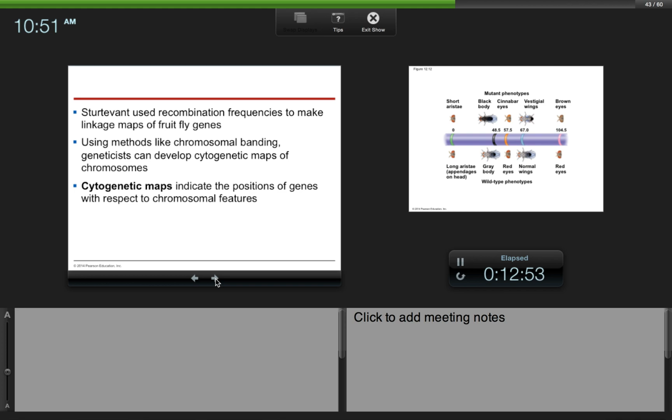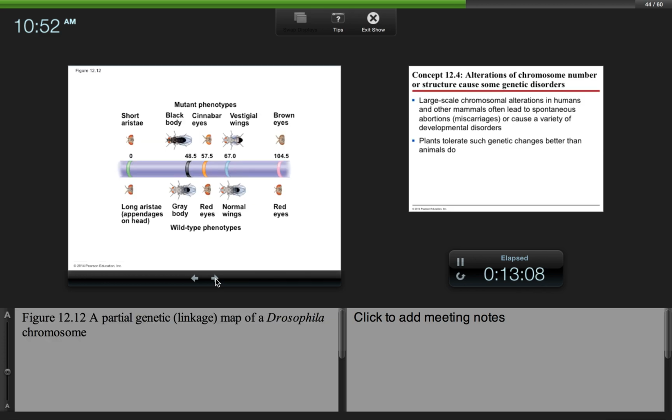Sturtevant used recombination frequencies to make linkage maps of fruit fly genes. Using methods like chromosomal banding, geneticists can develop cytogenetic maps of chromosomes. Cytogenetic maps indicate the positions of genes with respect to chromosomal features. So this is a partial genetic map of the Drosophila chromosome.